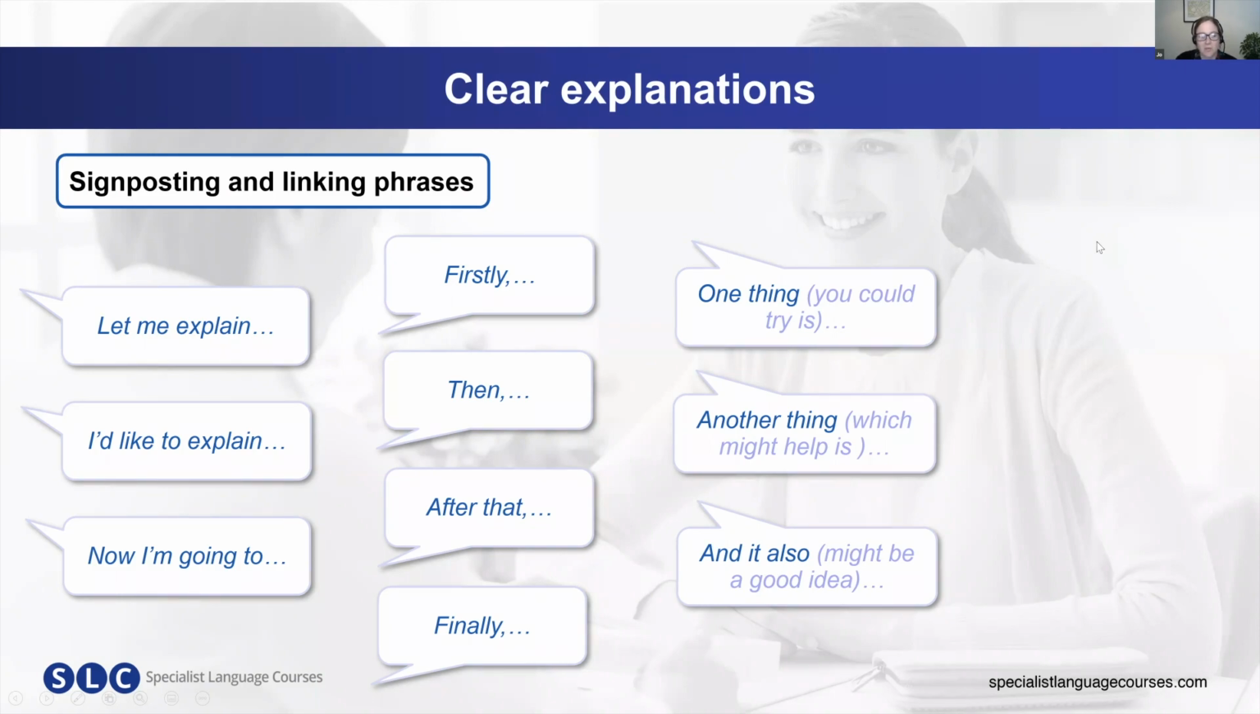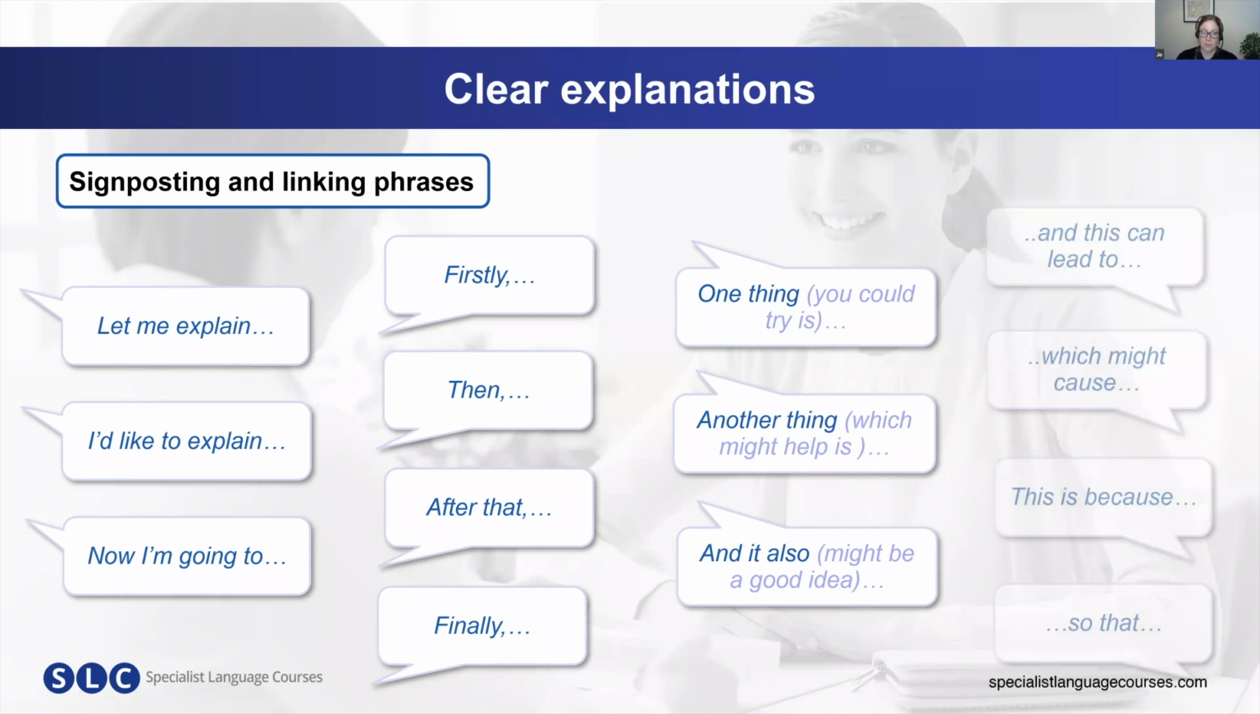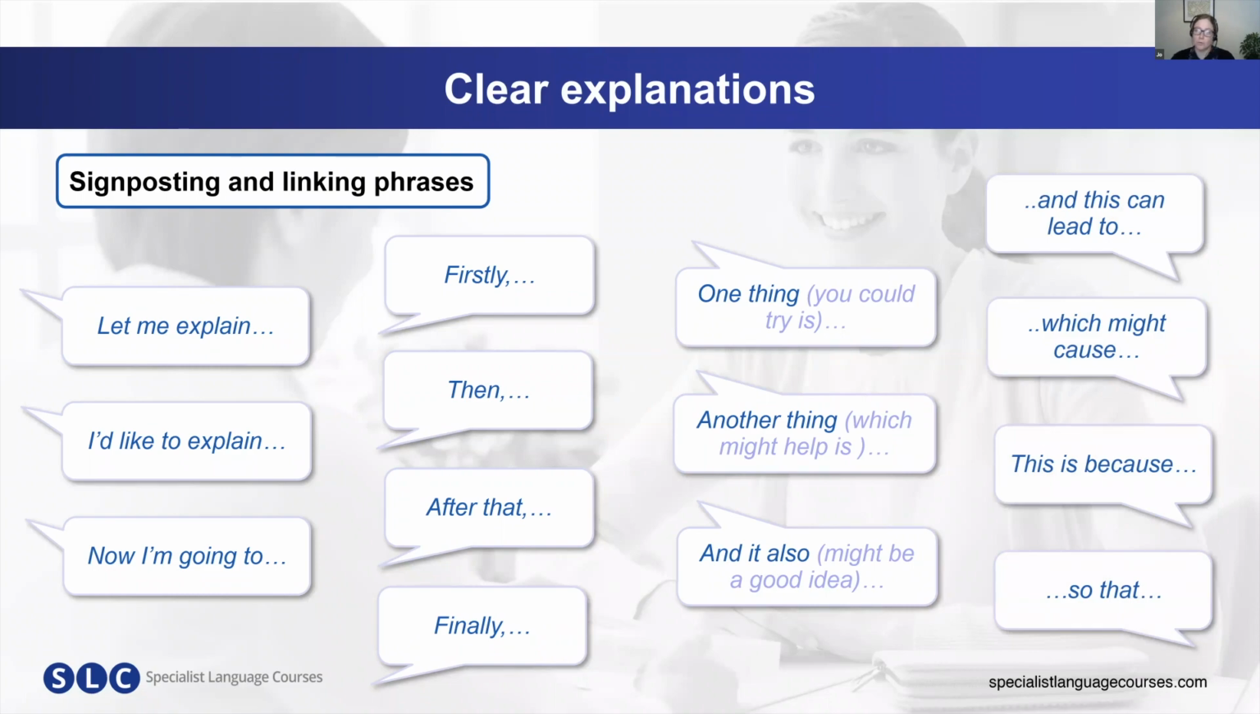And sometimes you need to give the reason for doing things or talk about cause and effect. So for example, this can lead to shortness of breath, or which might cause pain and discomfort, or this is because, or so that. Yeah. So really using these phrases in your explanations is really going to help the listener.